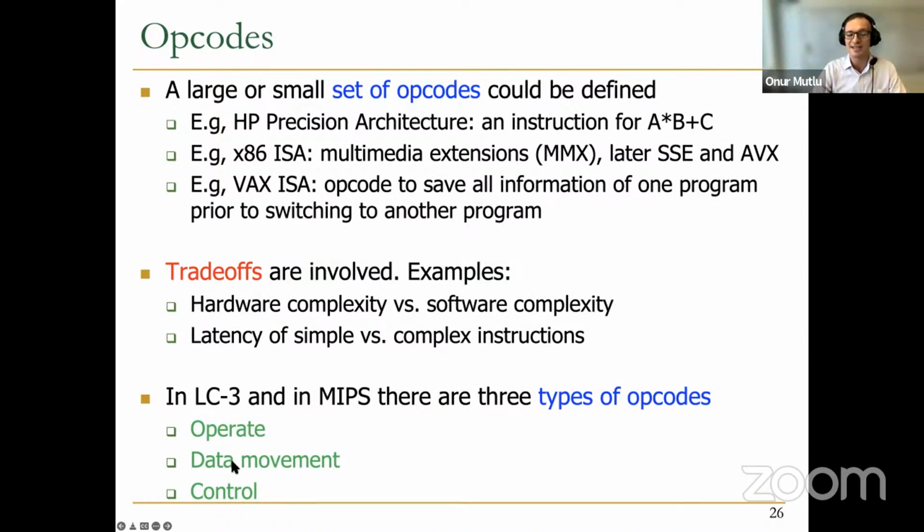Basically, we have operate, data movement, and control, and we're going to look at them in this lecture, but no fancy instructions. Instructions are relatively simple. That's why these instruction set architectures are called simple instruction set architectures or reduced. I don't like the word reduced in general, but for historical reasons, people call it reduced instruction set architectures, simple instruction set architectures in general.